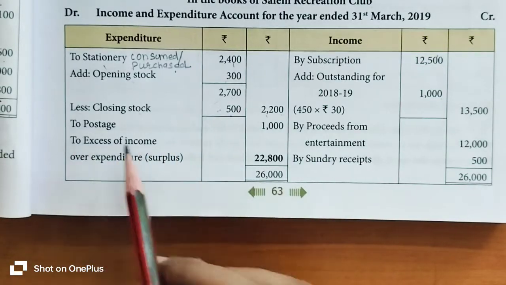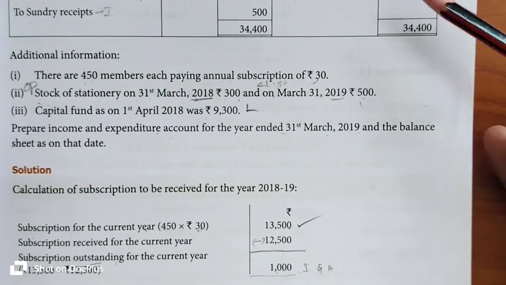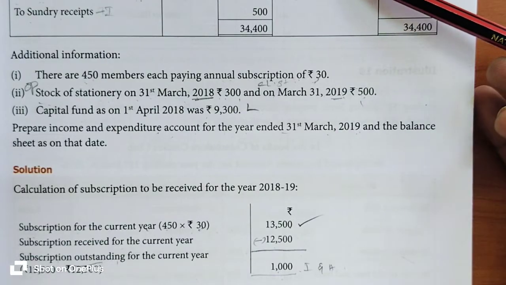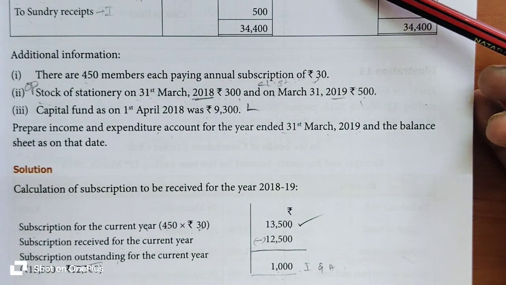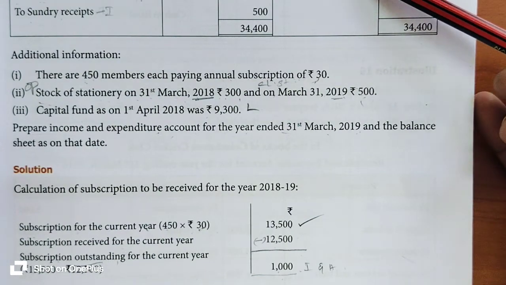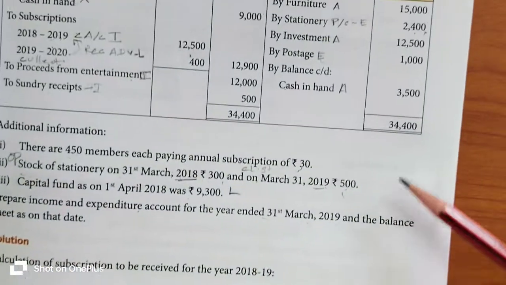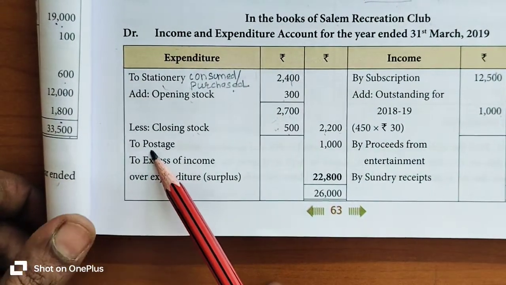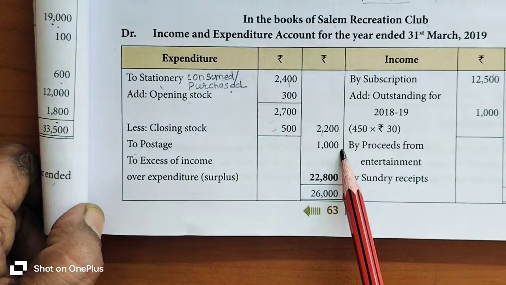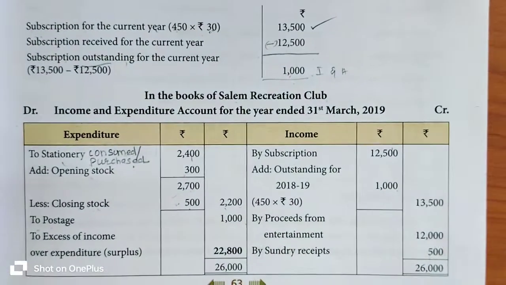Then postage. As per the format, all the expenditure items will be entered on the expenditure side. So to postage, 1,000 rupees entered.